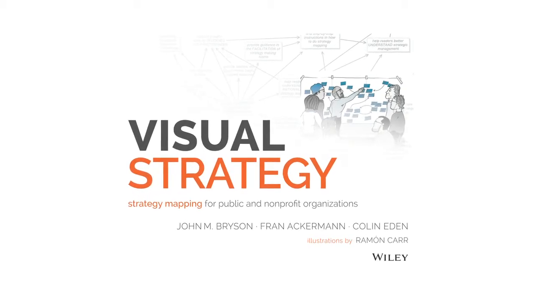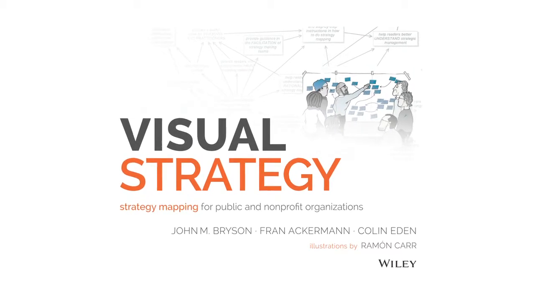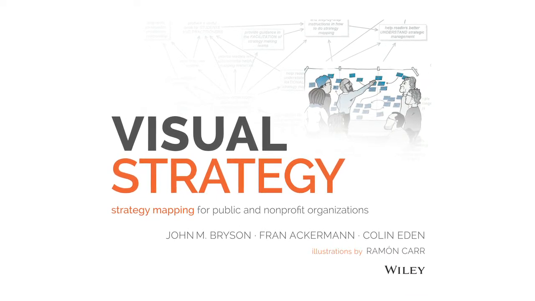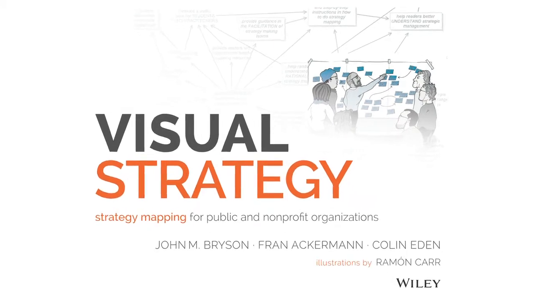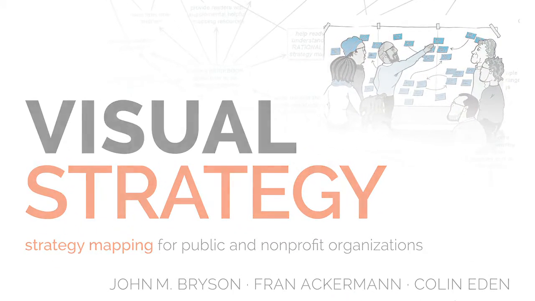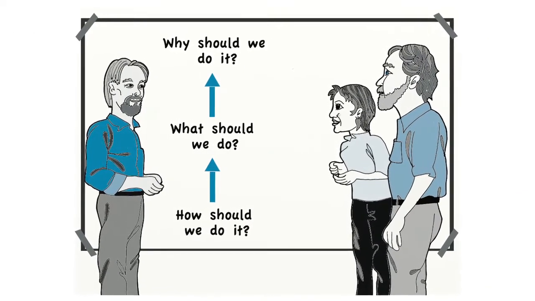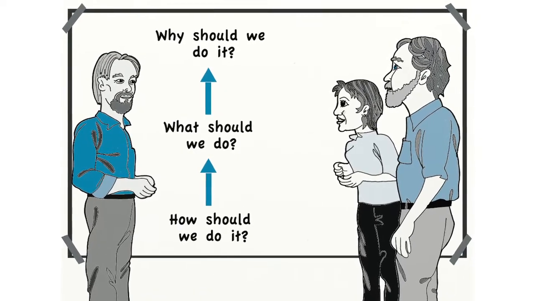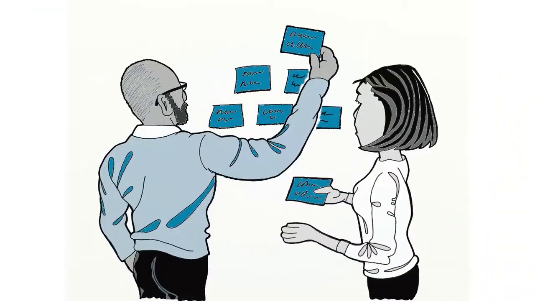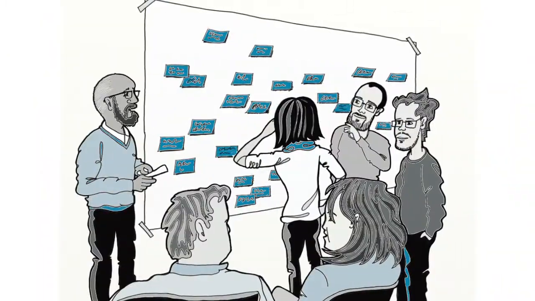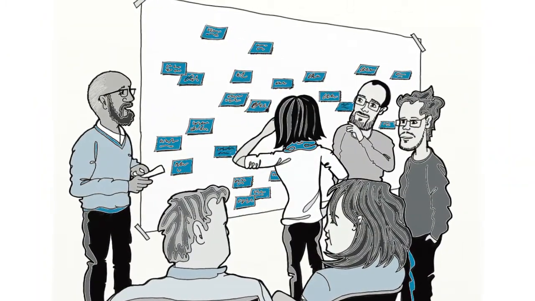In this instructional video, we introduce visual strategy mapping, based on the book Visual Strategy by John Bryson, Fran Ackerman, and Colin Eden. Visual strategy mapping is a causal mapping process. A causal map links statements and arrows indicating how one statement leads to another. By using a few simple but important rules for formulating statements and creating links, causal maps may help to reveal relevant goals, strategies, and actions, and the links between them, showing what leads to or causes what.